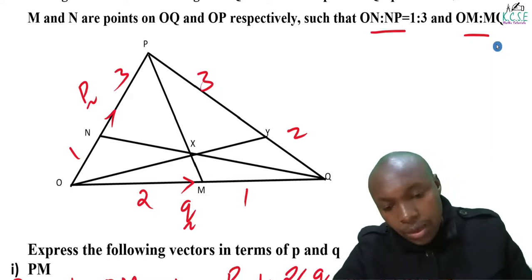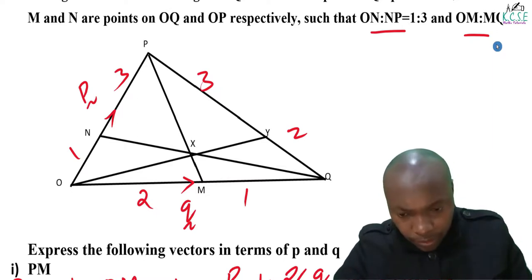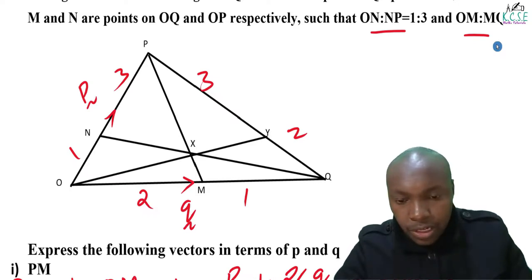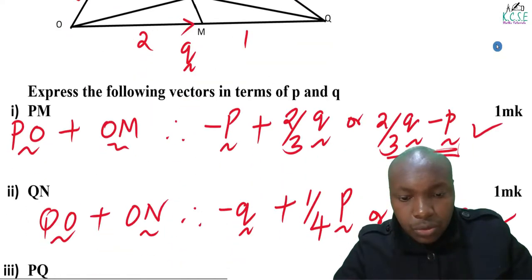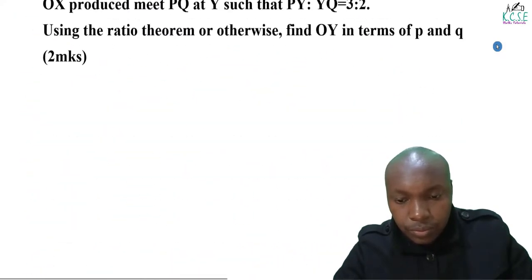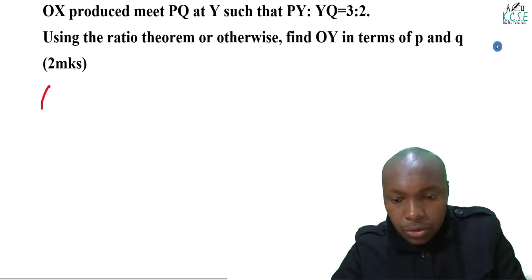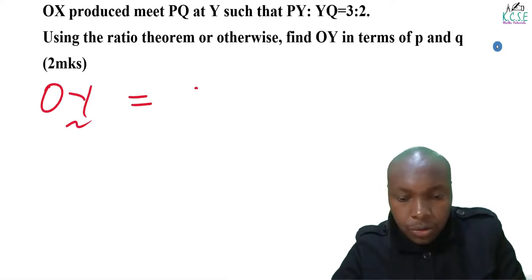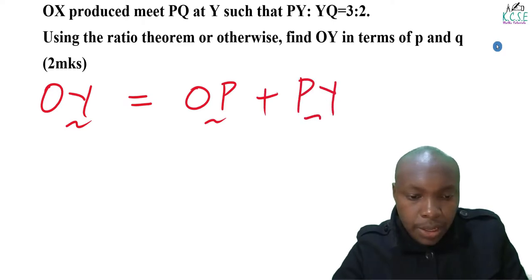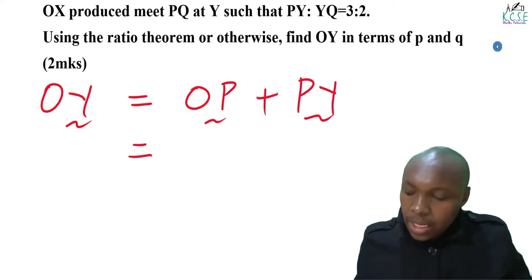So I'll use another one, not the ratio theorem. So OY will be given by OP plus PY. I want to move from O to Y, so the route I'm going to follow is OP, PY, from O to P, then P to Y. So OY is equal to OP plus PY. OP is given by P.